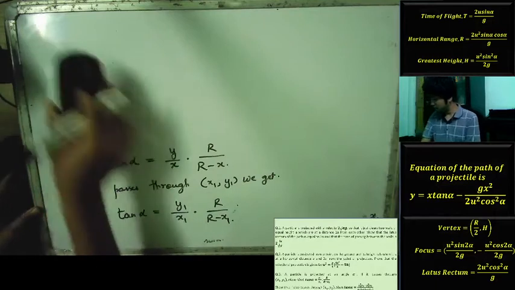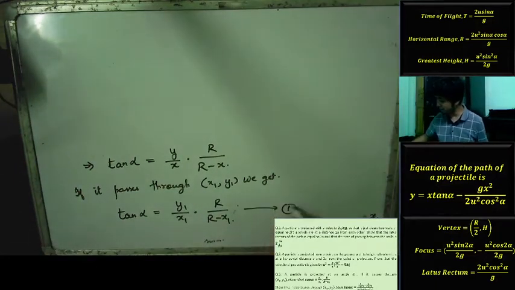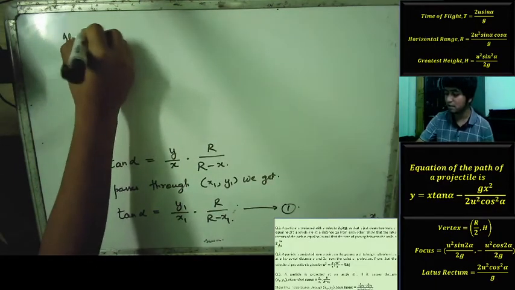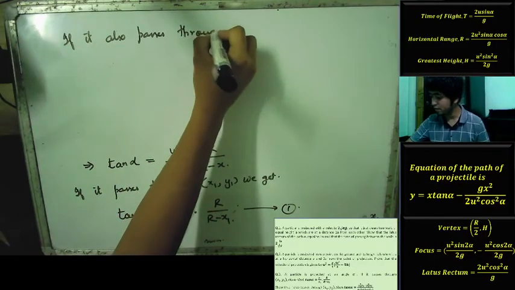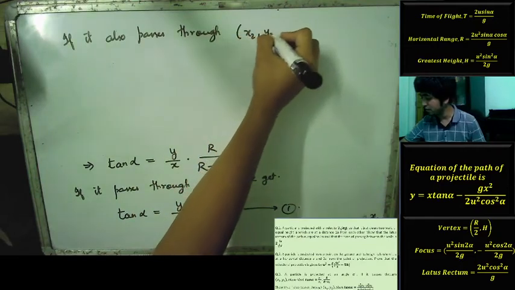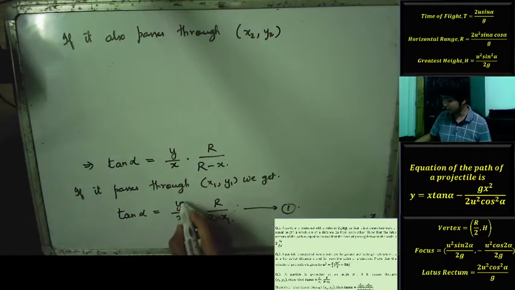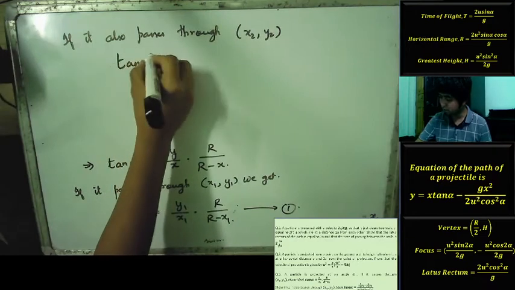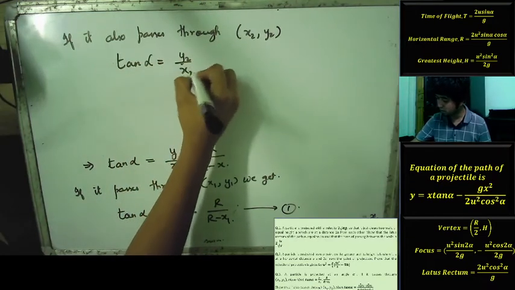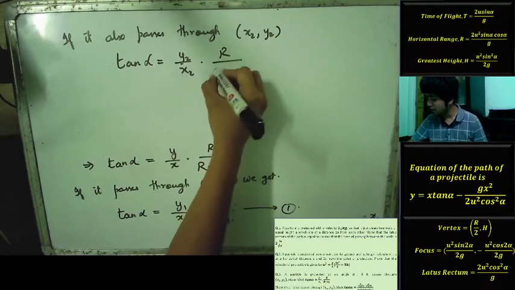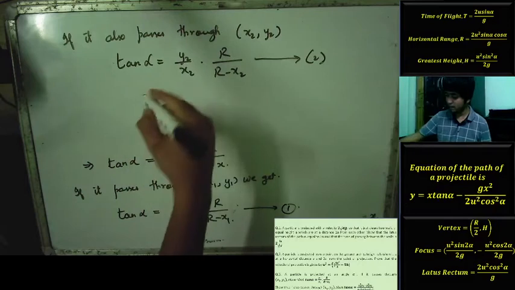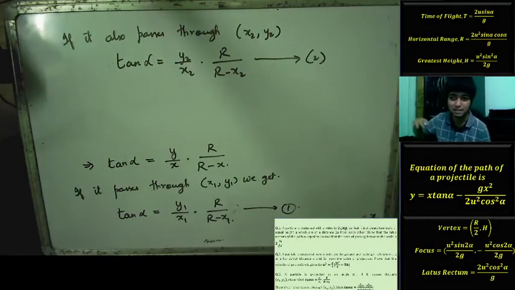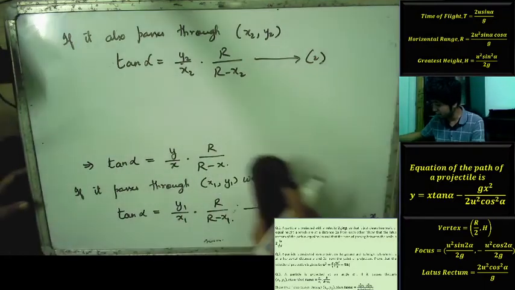Okay, so this one we can name as equation 1. If it also passes through x2, y2, we will have the same thing, but instead of y1 we will have y2, and r minus x2. So name this one as equation 2. The angle remains the same, alpha, because it is the same projectile that you are throwing at the same angle. So nothing will change.